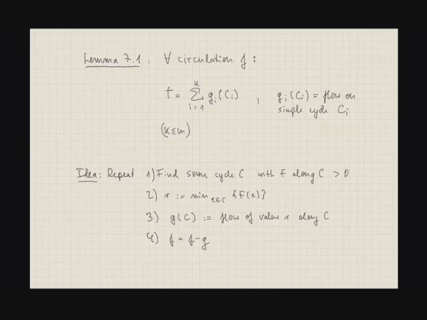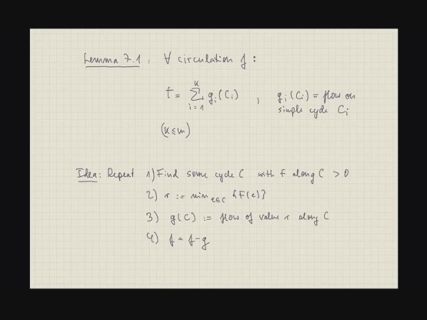So the lemma says that for any circulation F, I can express the corresponding flow as the sum of K cycle flows. So Ci is a simple cycle and gi is a flow value along that cycle, where K, the number of these cycles, is at most m, the number of edges. And the idea is quite simple.